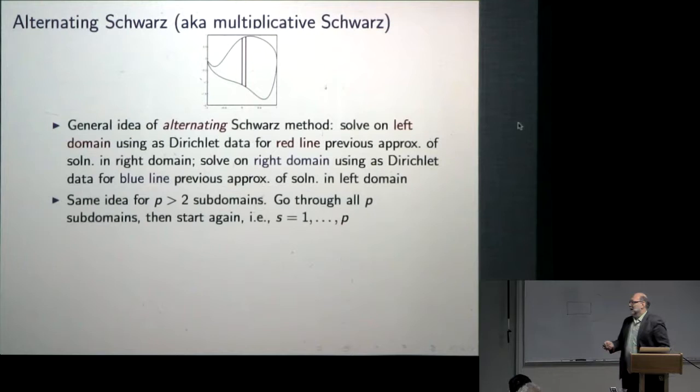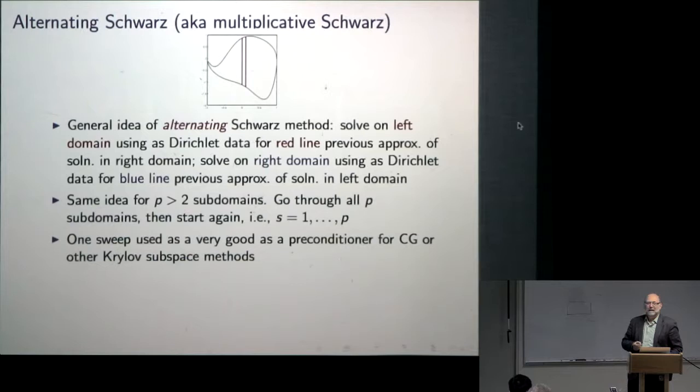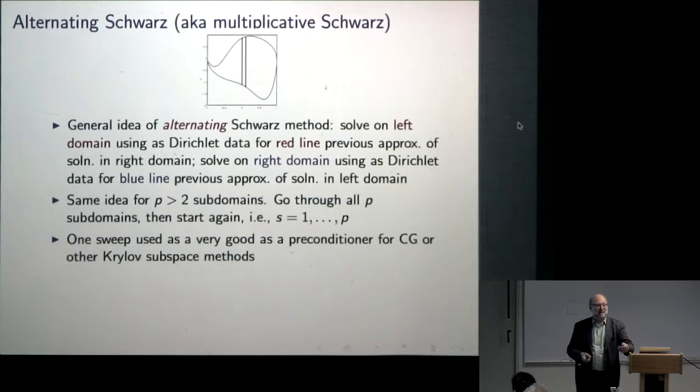Okay. You can say, I have P subdomains. I go from the beginning to the end. I call that one sweep. This is a very good preconditioner for Krylov subspace methods. And in fact, that's mostly how it's used nowadays. This is called multiplicative Schwarz as a preconditioner. So alternating Schwarz is what I just showed you, and multiplicative Schwarz is what I use as a preconditioner. Okay? Clear? Questions? All right.